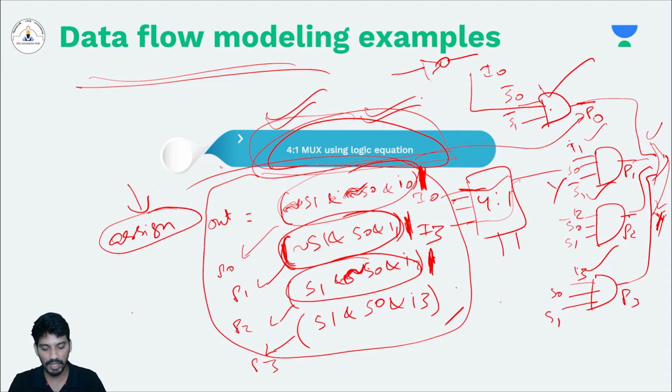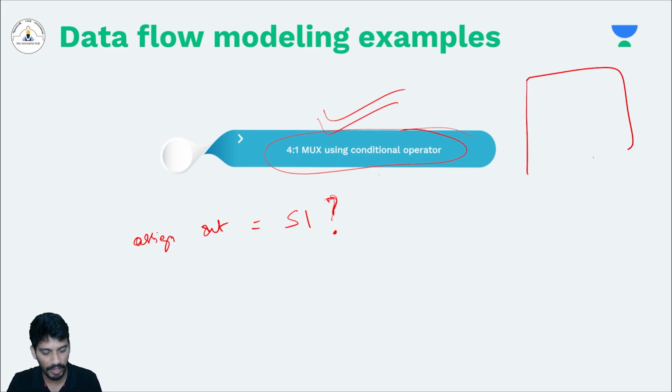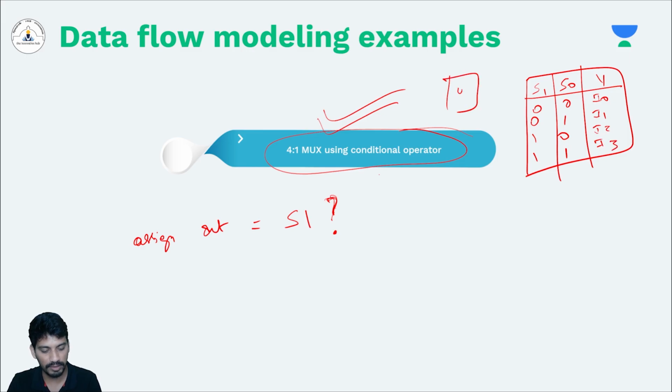This is one way of designing a 4:1 multiplexer using logic equations, and the other way is to use a conditional operator. So you can write: assign out is equal to, and I check whether S1 is true or false, whether S1 is 1 or 0. Let me draw the 4:1 multiplexer truth table. This is my S1, this is my S0: 0 0, 0 1, 1 0, 1 1. My output will be I0, I1, I2, I3.